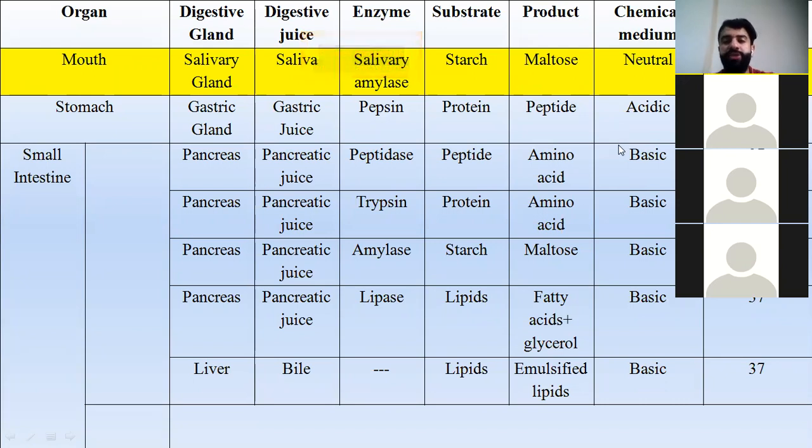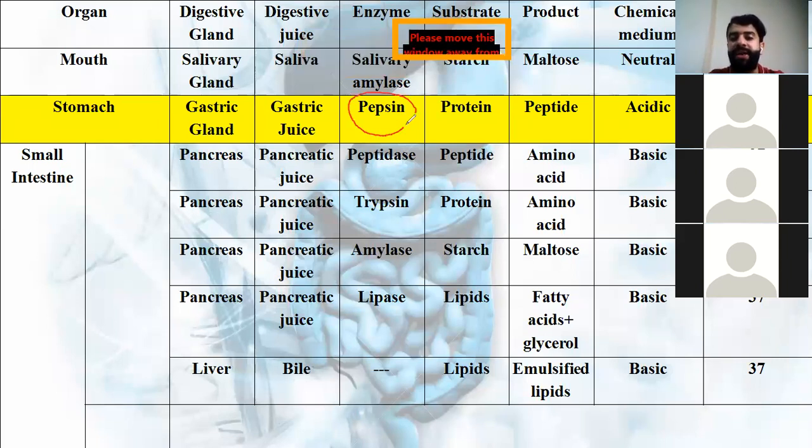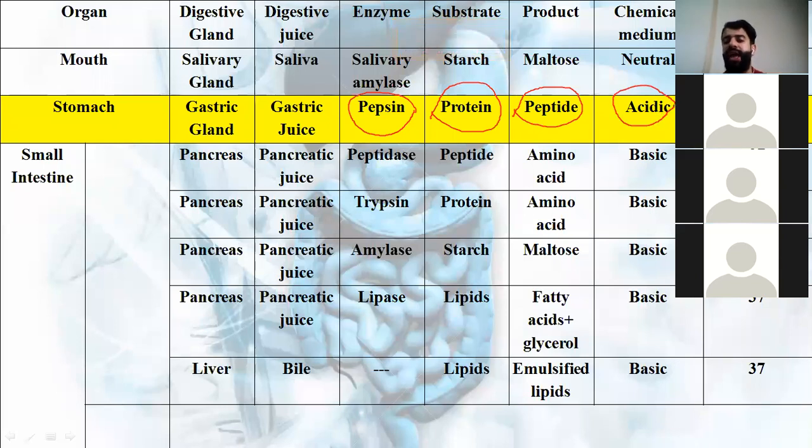Now let's move to the second organ, the stomach. We have the gastric gland that secretes the gastric juice. Inside this gastric juice, we have which enzyme? We have the enzyme pepsin. Pepsin works on which substrate? It works on protein, to give which product? Peptide. The medium is acidic and the temperature is 37 degrees Celsius.